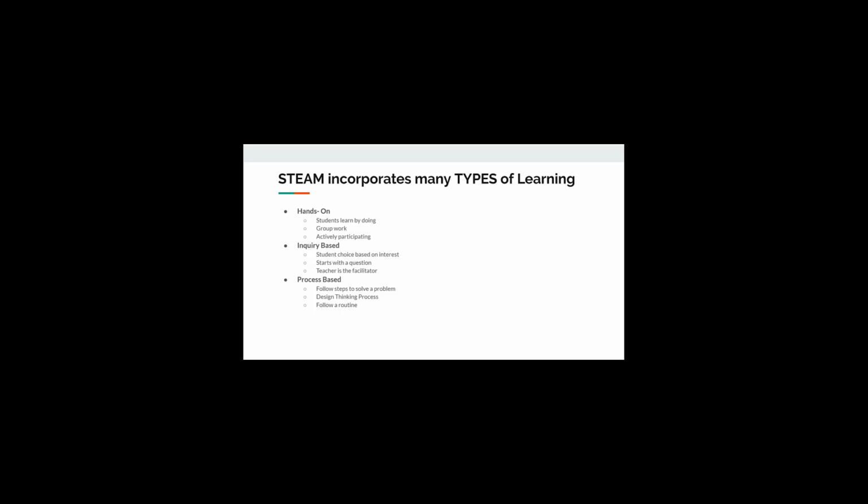Process-based learning helps students follow a set of steps to solve their problem. An example of this is called the design thinking process, which you will learn more about later in the presentation. Here, the students focus on following a routine. STEAM is something that can be incorporated with all ages, grades, and developmental levels. STEAM is something that can be differentiated for all different levels based off the individuality of that student. These activities can become more in-depth and complex as they grow in their education.